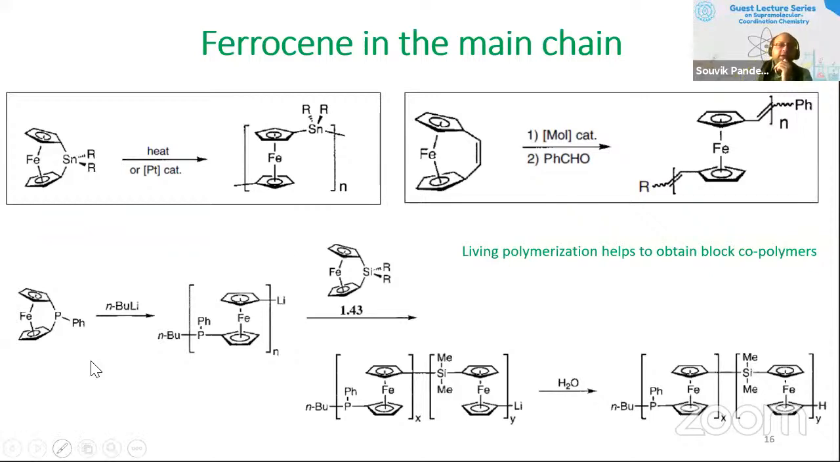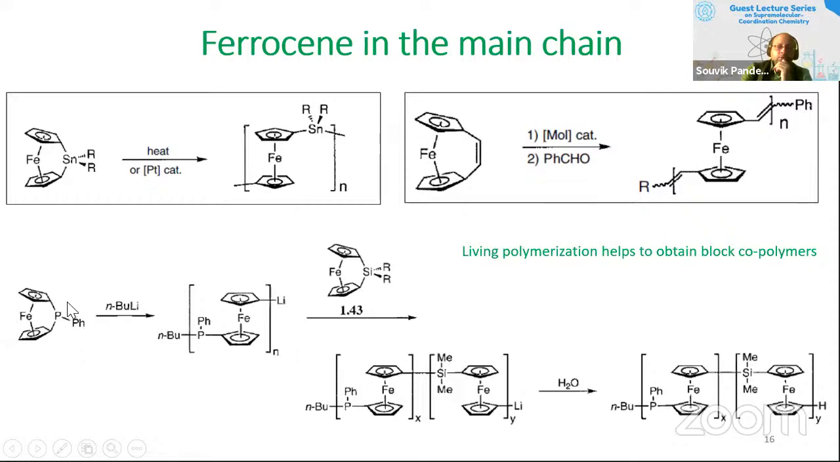So from this technique, we synthesized it, and we use heat or platinum catalyst to obtain this kind of polymers. Okay, so these are the polymers obtained. And here I would like to mention one thing: when you open up, if you use an anion, suppose in this case n-butyl lithium, n-butyl minus is attacking here. And then the electron is coming here, so phosphorus has a negative charge.